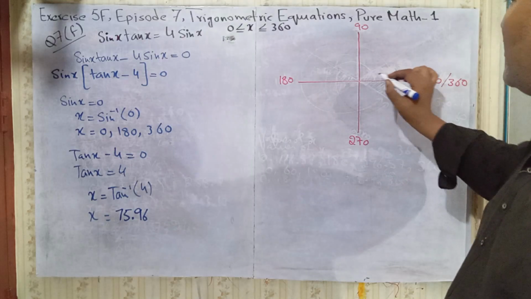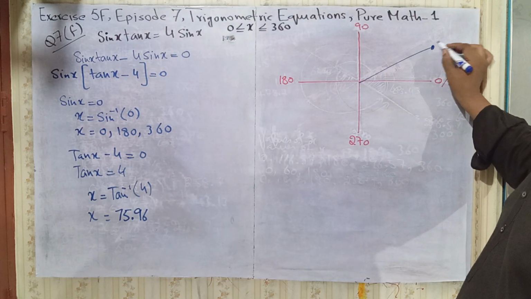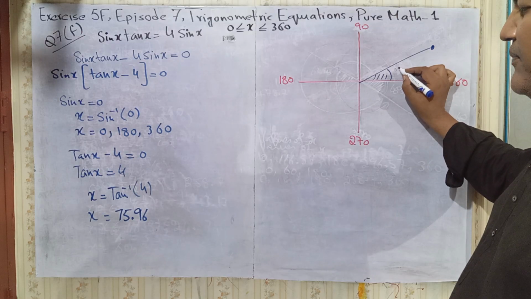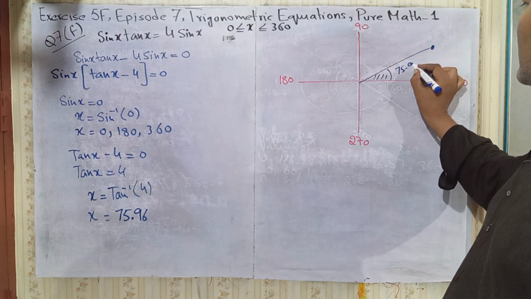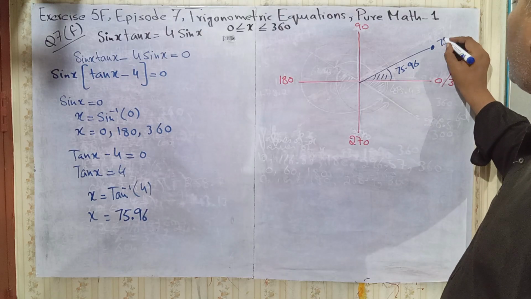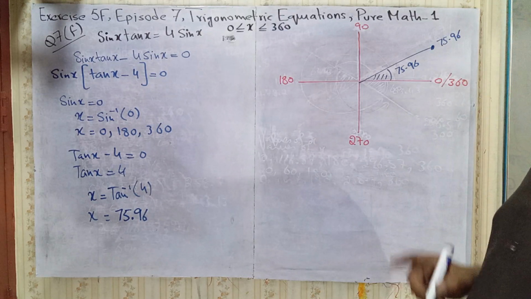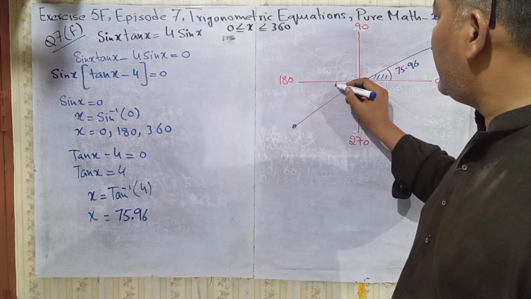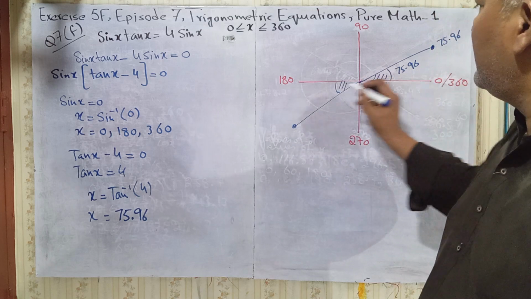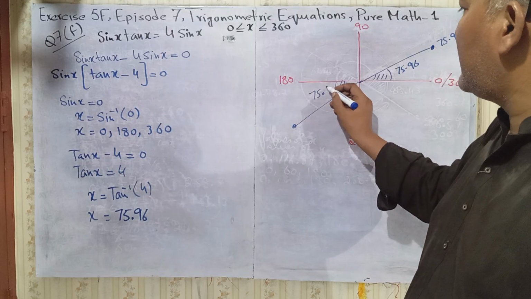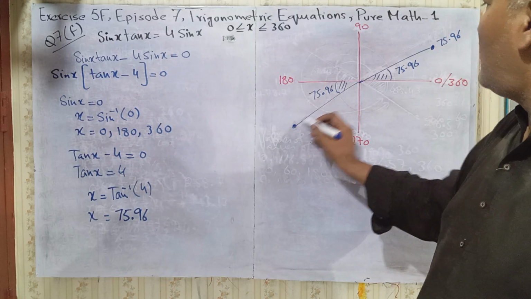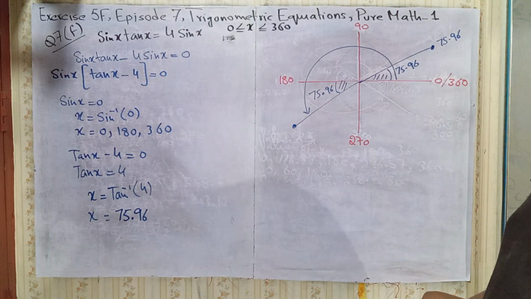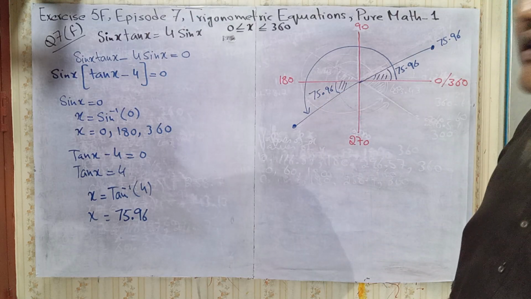You know the tan is positive in two places. Here, this base angle is 75.96, so that means this angle is 75.96. The tan is also positive in the third quadrant, and this base angle is the same, 75.96. So how much will this angle be? This angle will be 180 plus 75.96.